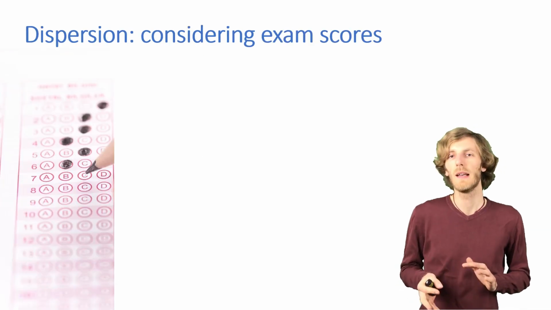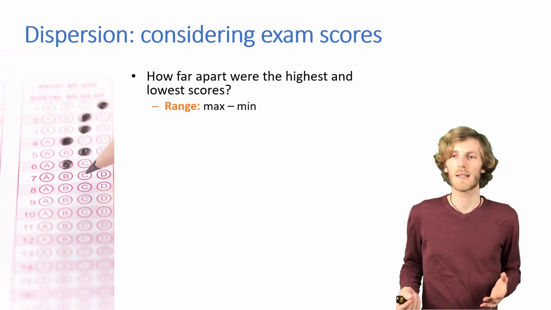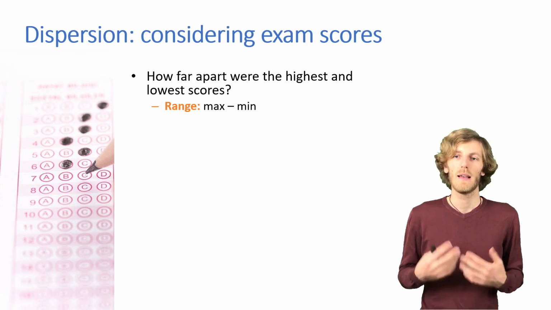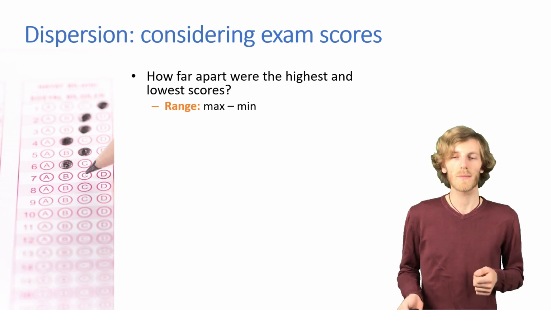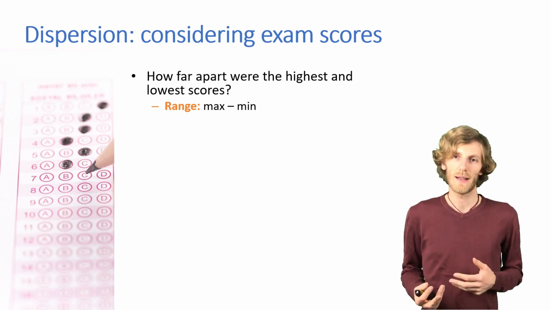Looking at dispersion, an interesting example might be considering exam scores. So the first question might be, how far apart were the lowest and the highest scores? That's what we call the range, and it's literally just the highest value minus the lowest value. That's of course very susceptible to outliers.